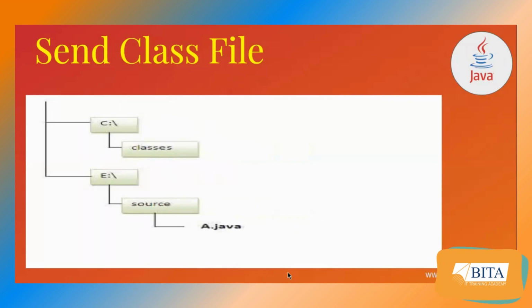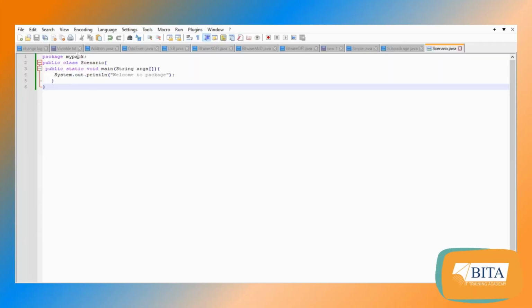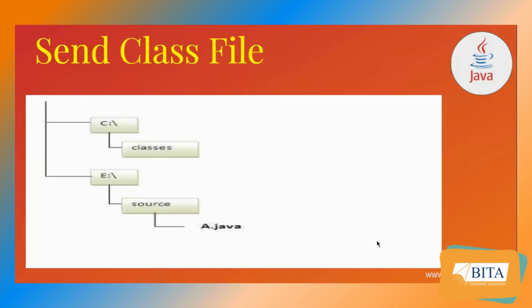Let me show the program we are going to use. We have assigned a package name as mypack, and I have just mentioned the public class Simple, and we have given the output as welcome to package. So we have two methods to run and compile this program so that the class file will be moved to the C drive.